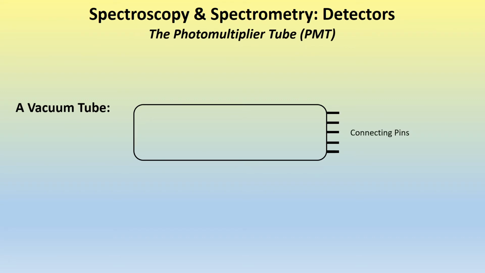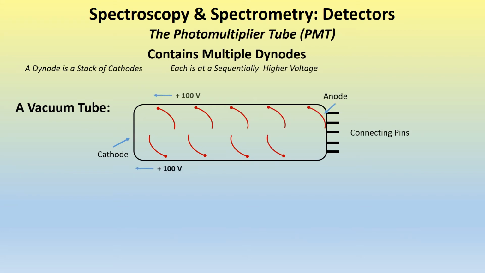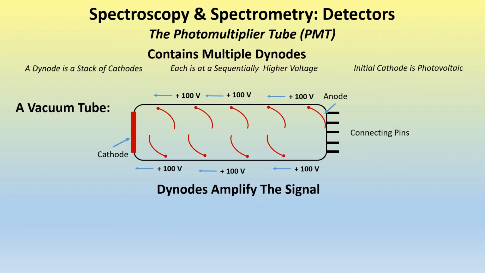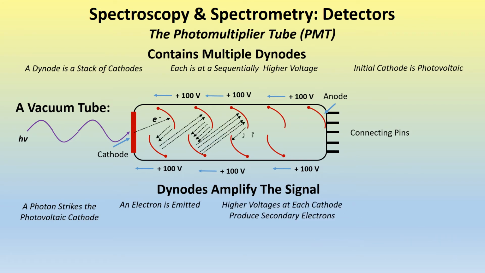It contains multiple dynodes. A dynode is a stack of cathodes. Each is at a sequentially higher voltage, and the initial cathode is photovoltaic. Dynodes amplify the signal. A photon strikes the photovoltaic cathode, emitting an electron. Higher voltages at each cathode produce secondary electrons. A cascade effect amplifies the signal.